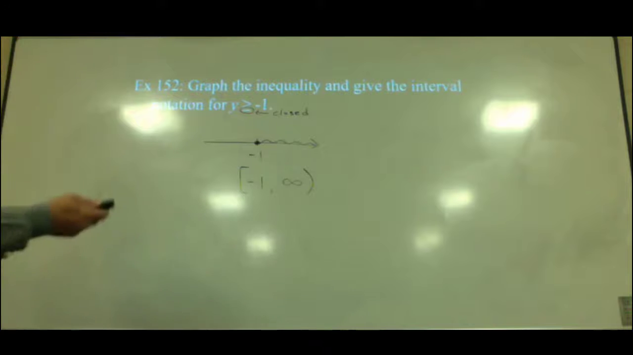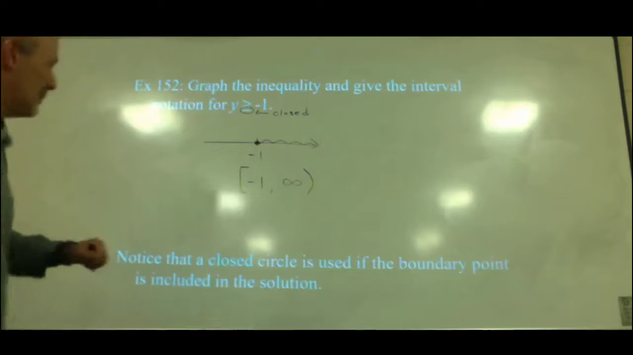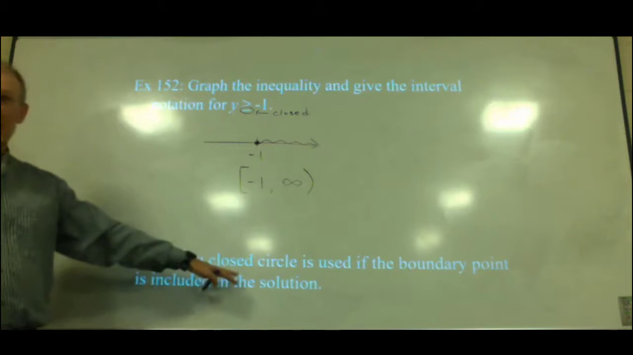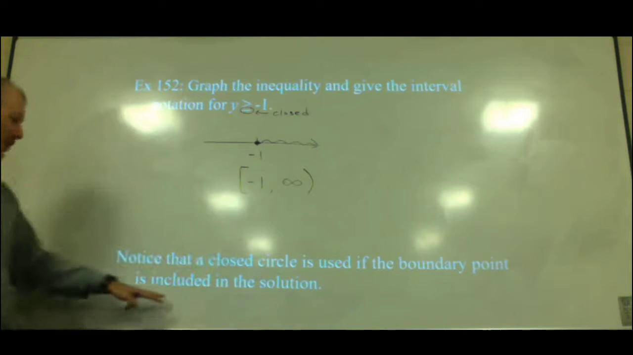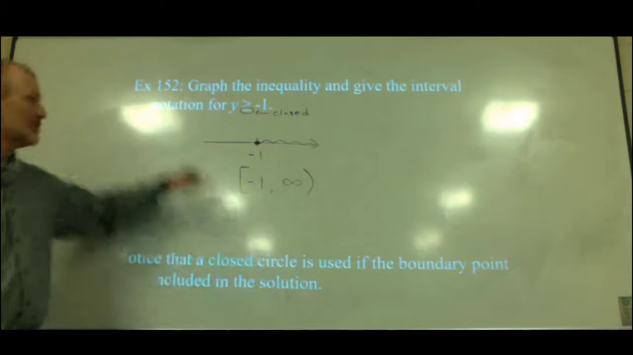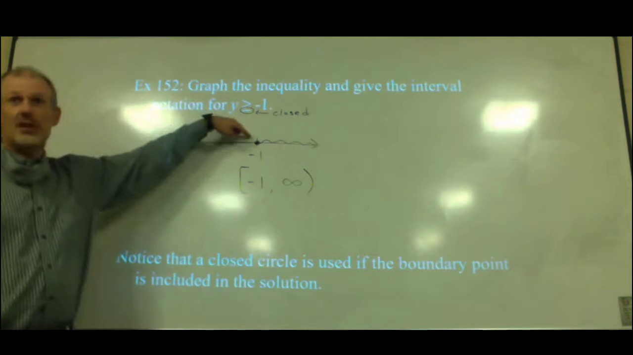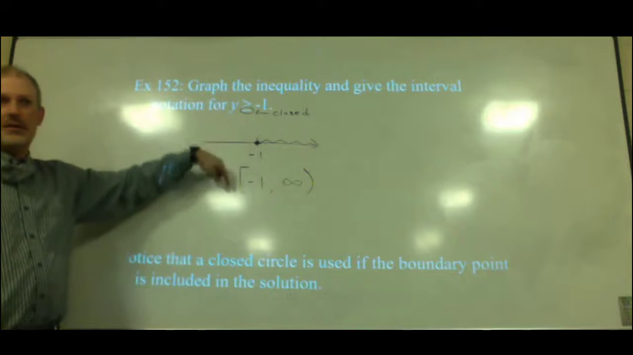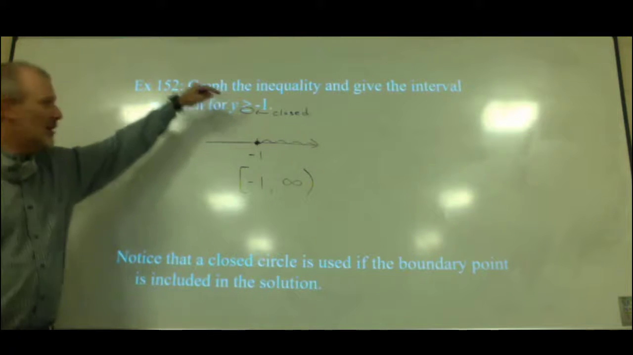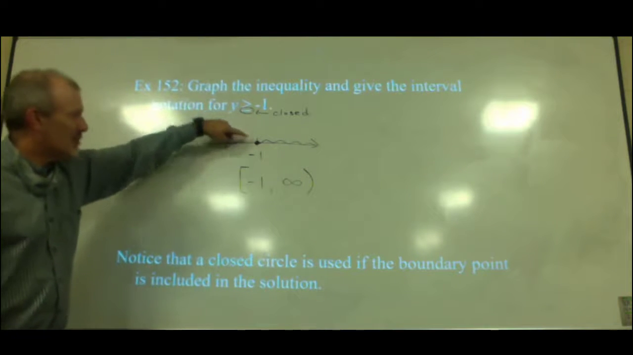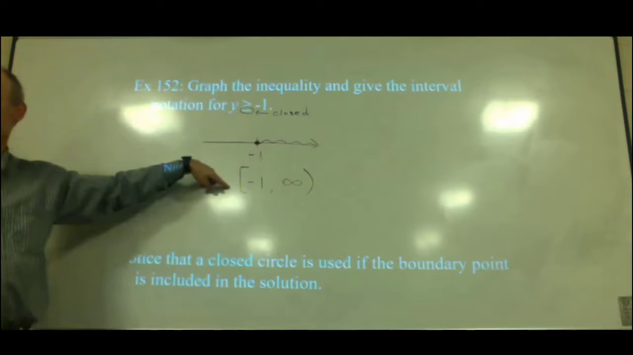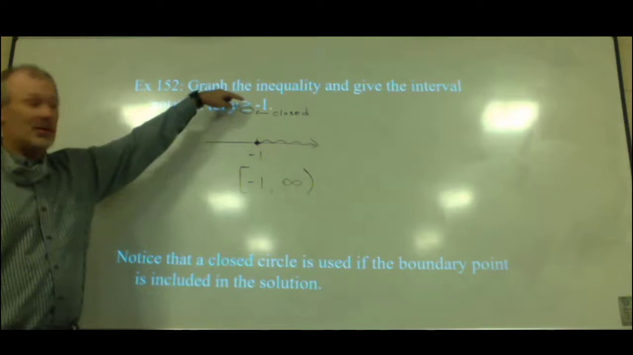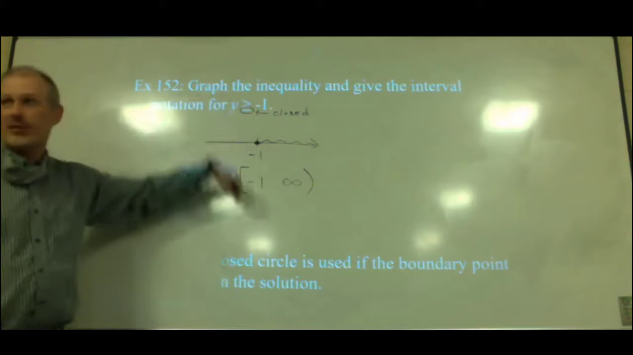Let's try another one. It seems like you got the interval notation pretty quickly. Notice that a closed circle is used on the boundary point if it is included in the solution. So this is part of the solution. And again, closed circles go with brackets. Or equal to, closed circle, and brackets all go together. Those three things all go together. If it's not an or equal to, then it's an open circle and parentheses.